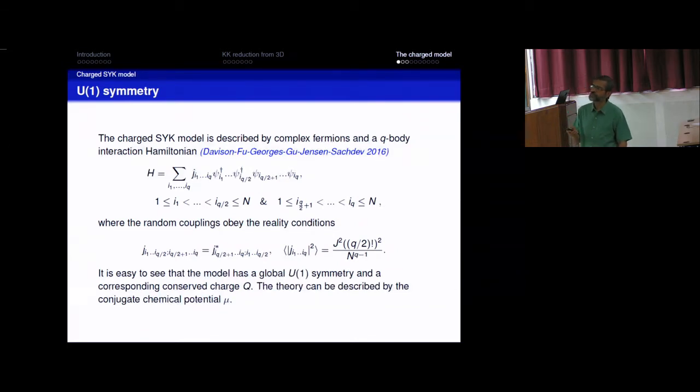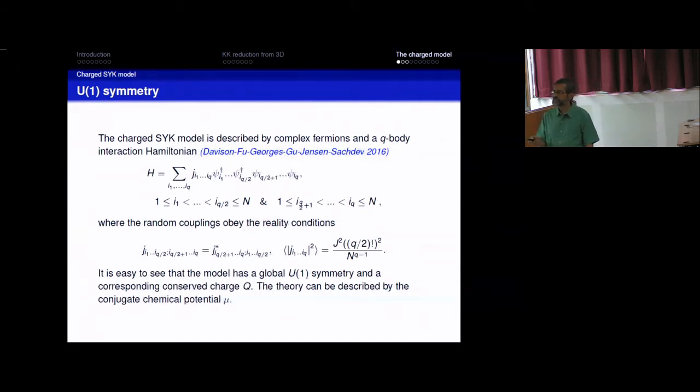So for Q equal to 4, it would be just like psi I dagger, psi j dagger, and psi k, psi l. And then there are reality conditions, which make this overall thing real. And so the random couplings are subject to these reality conditions, and they are given by a Gaussian distribution with this expectation value of the square of the j, like that. Okay, so it's pretty similar to this thing.